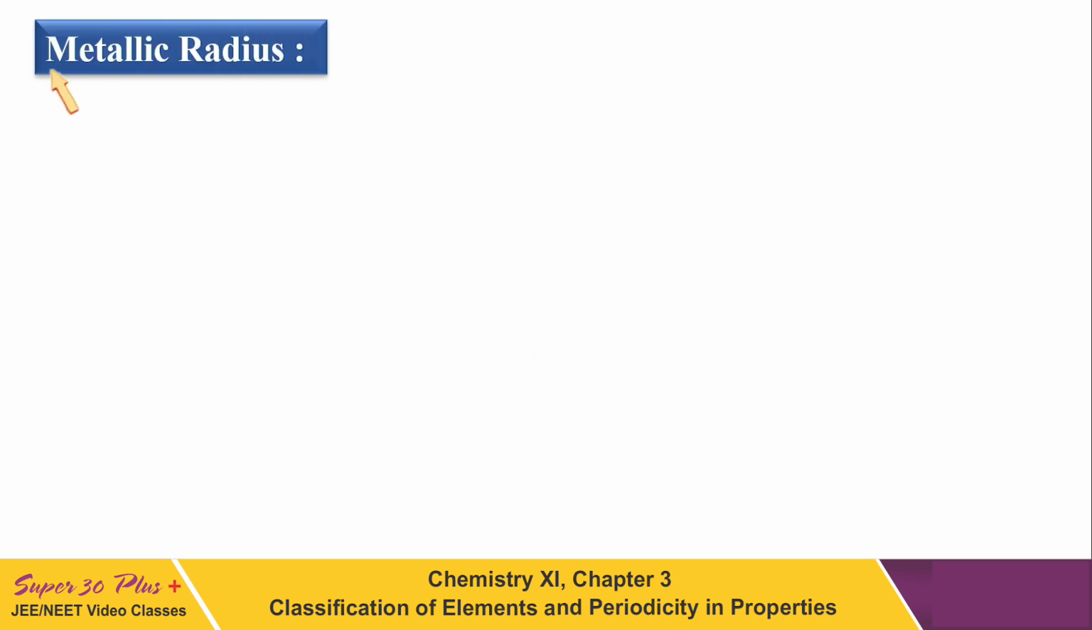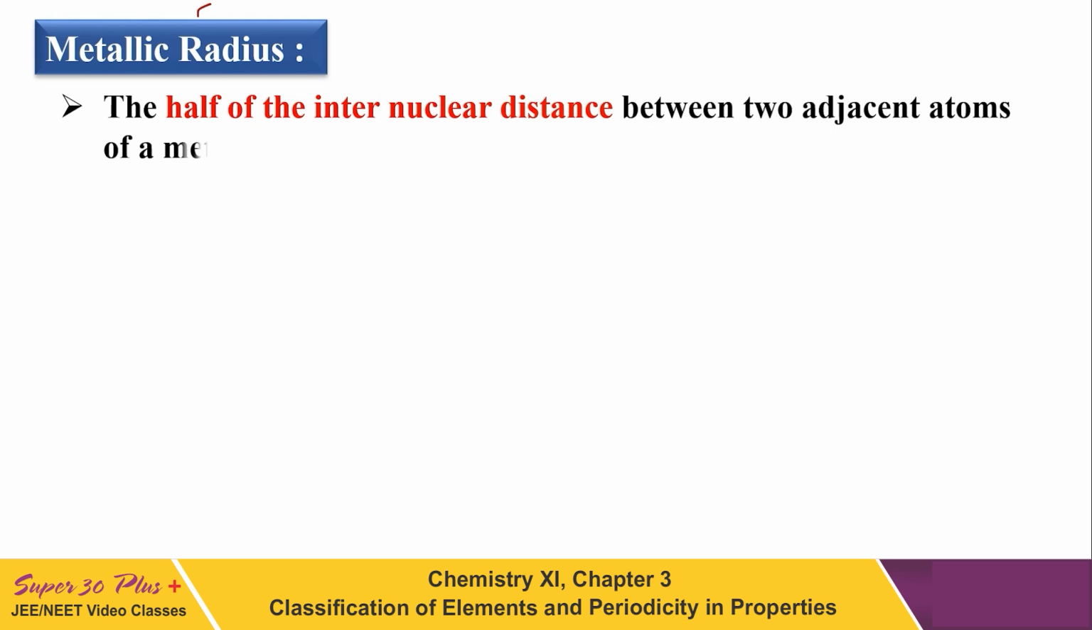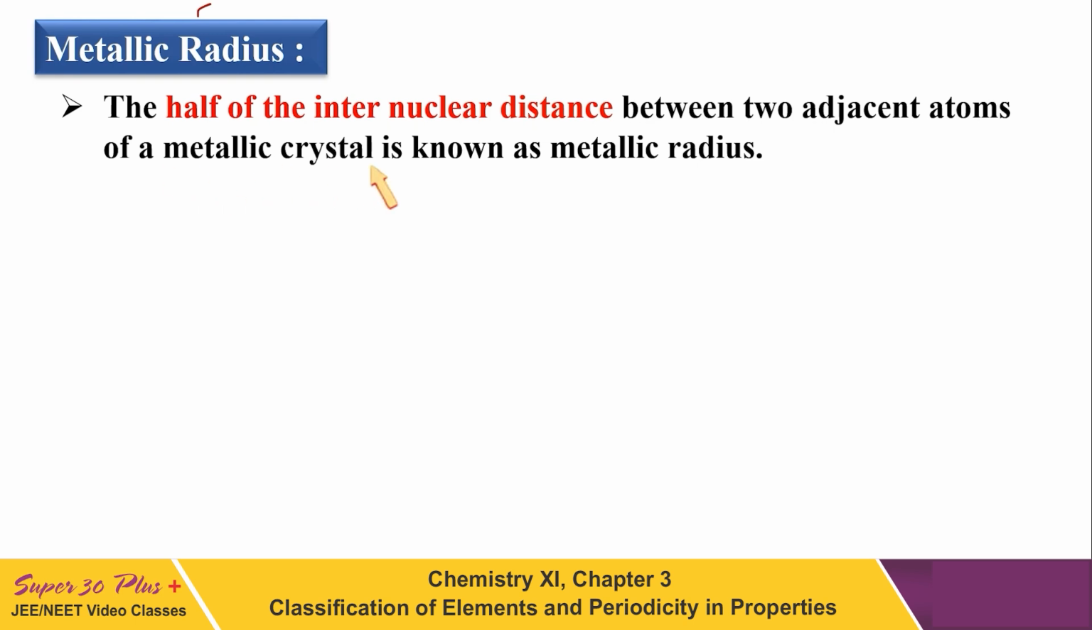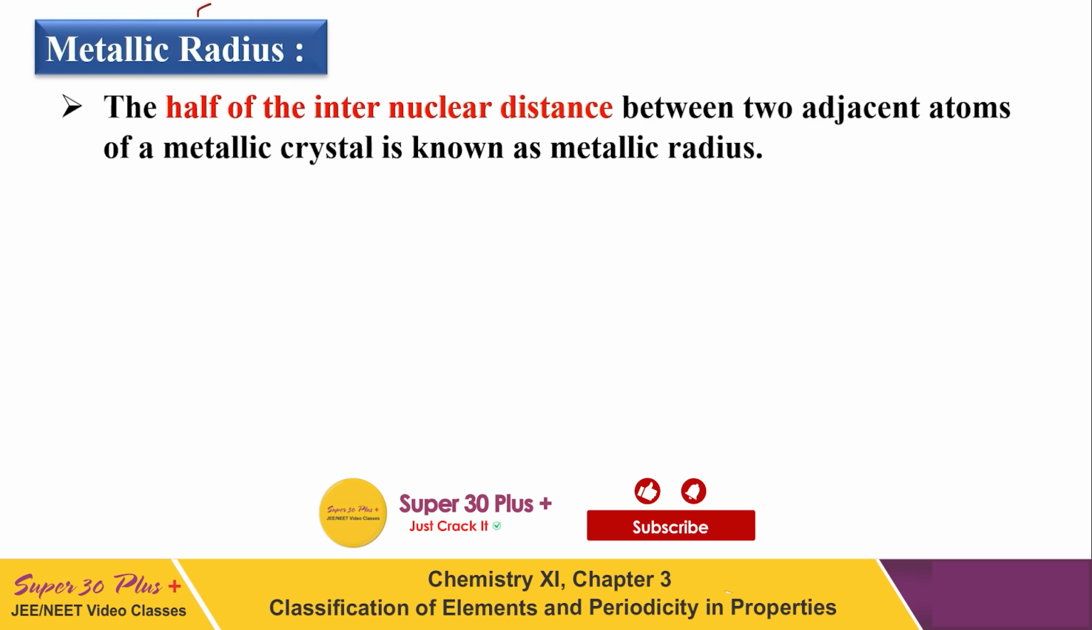Now another one is metallic radius. Where do we calculate the metallic radius? We calculate the metallic radius in metals and also in alloys. You know what is an alloy? A mixture of metals is called an alloy. In the metallic radius, it is half of the internuclear distance between the nuclei of two adjacent atoms in the packing of metal, which is called a metallic crystal. You know, SCC, BCC, FCC are metallic crystal packings.